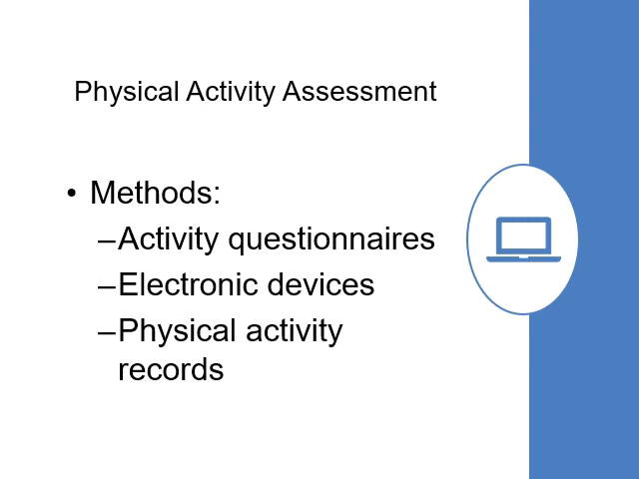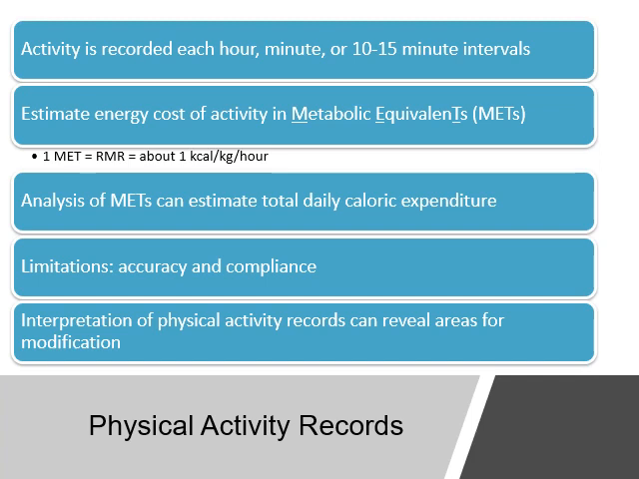Physical activity can be assessed clinically using activity questionnaires, electronic devices, or physical activity records. You can record your own physical activity using a smartwatch or inputting into one of these popular apps. The cost of activity, or the number of calories burned by a person, can be estimated, and that estimate of the cost of an activity is called metabolic equivalent. One metabolic equivalent, equal to resting metabolic rate, is about 1 calorie per kilogram of body weight burned per hour. An analysis of metabolic equivalence can be used to estimate total daily caloric expenditure. However, there are some limitations. Accuracy can be tricky.